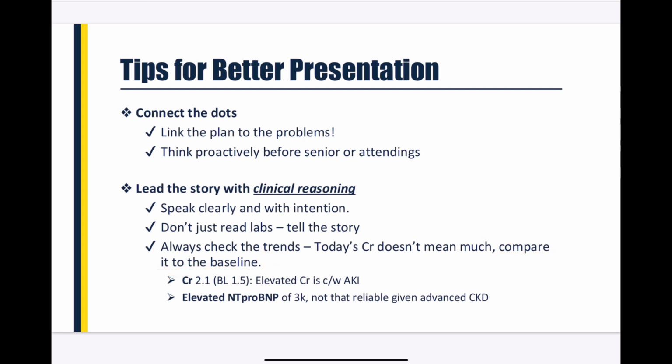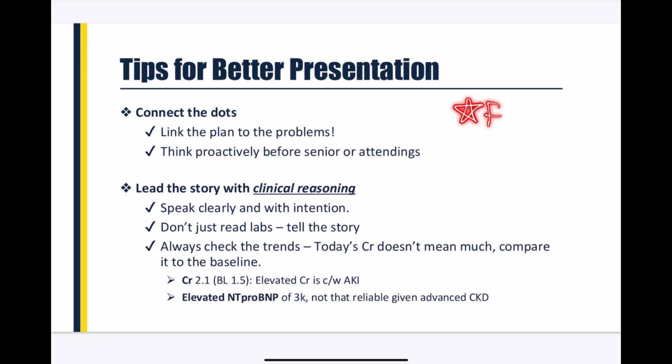And also, for some labs like NT-proBNP, be mindful when interpreting the number because it can be high compared to the normal reference range in a patient with chronic kidney disease. But if it's still significantly elevated compared to the patient's high baseline, we can combine that information with the clinical picture to explain his acute decompensated heart failure.